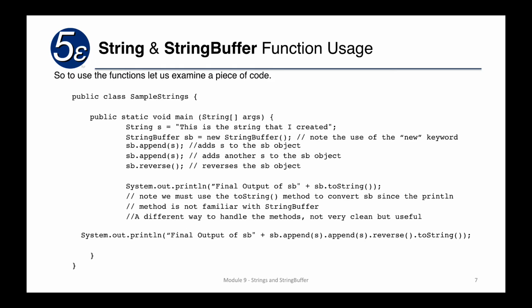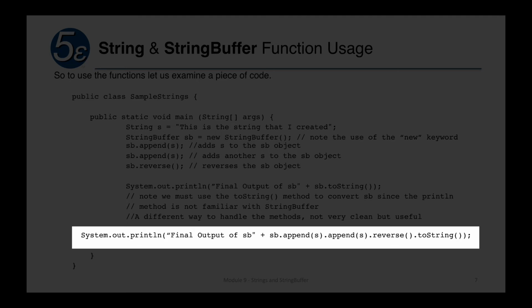Now, there's one other way to handle these methods. It's not very clean, but it's also useful if you're doing something fairly repetitive like we've done here. This code is very easy to read, but some programmers will combine everything together, and they will use objects and the results of those objects on the same line. So I could write sb.append, and then on the result of that, I will append another s, and then I will do a reverse, and then I will do the toString, which would basically create the output.